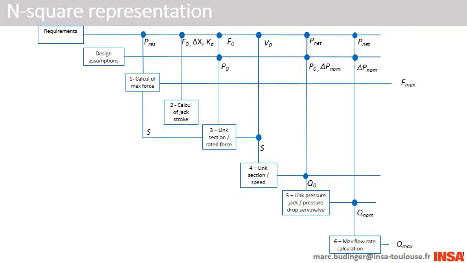Those equations can be represented on an n-squared diagram. Inputs, originating from requirements and the design hypothesis, are located on the upper side. For every computation, inputs are sorted in vertical lines, the outputs, on the other end, on the horizontal lines. We can detect here an algebraic loop between computation 1 and 3. As maximum effort requires to compute the area S, it is therefore necessary to calculate S there so that we avoid this algebraic loop.